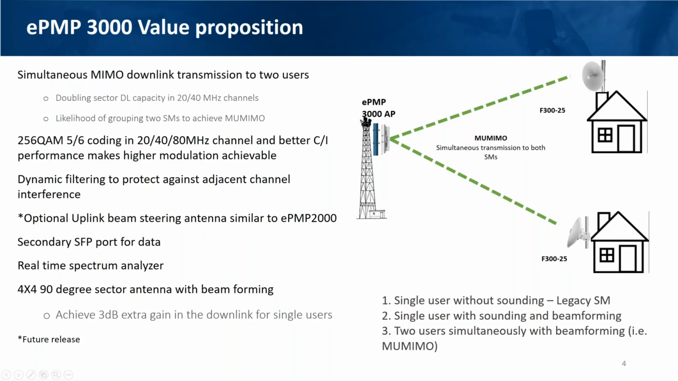You also have the filtering that I mentioned, the beam steering, and a secondary SFP port for data. The product also has a dedicated chip on there that's doing a real-time spectrum analyzer. And this is the big news: you no longer have to use Java clients and change the radio's mode of operation to run the spectrum analyzer. You're actually able to see the spectrum right on the radio while it's still doing all of its other tasks.